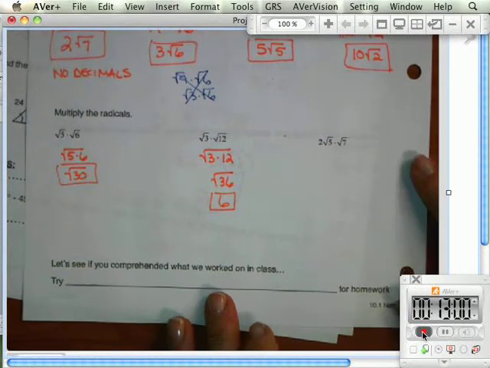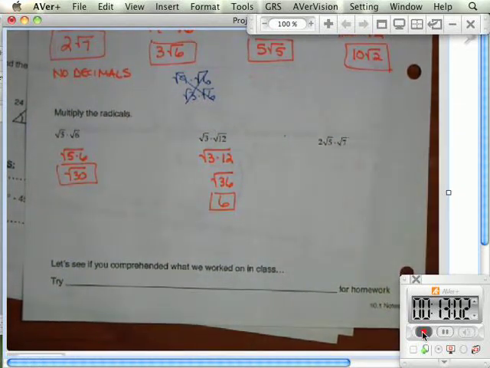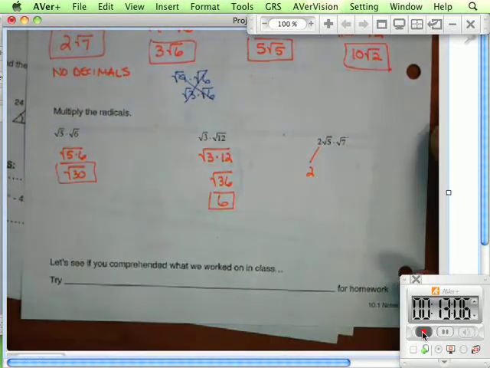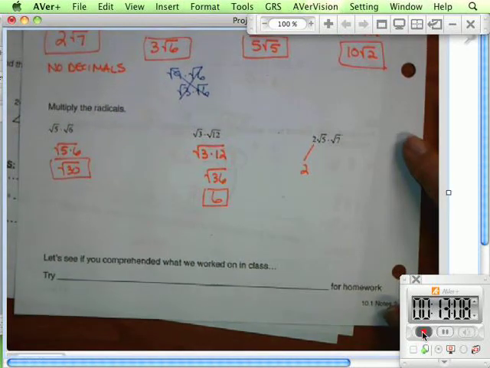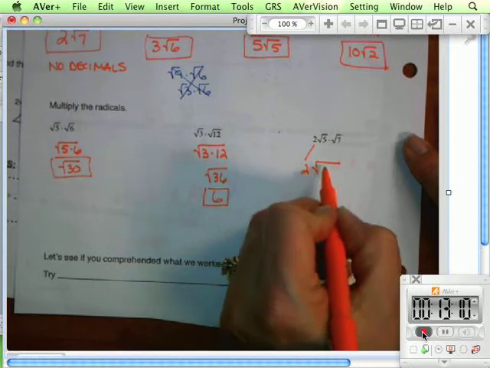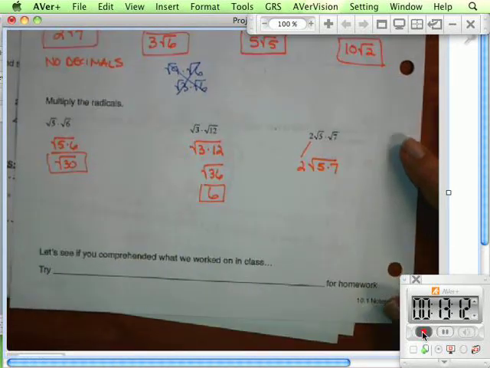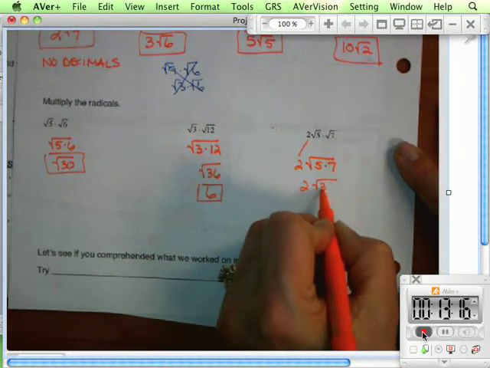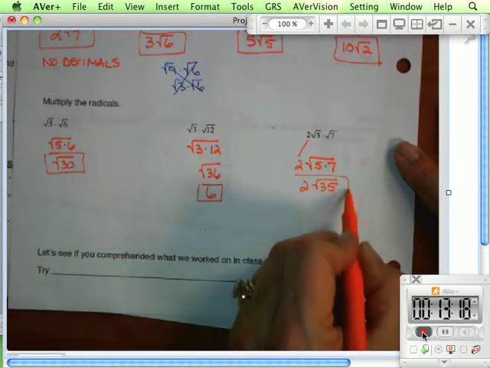Okay, this one's slightly different because the 2 is outside. The 2 just comes along for the ride. It stays there. It doesn't go anywhere. And then I put these two together, and it's 2 times the square root of 35. And that's all I can do with that.